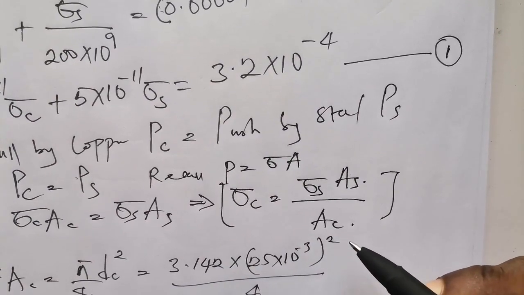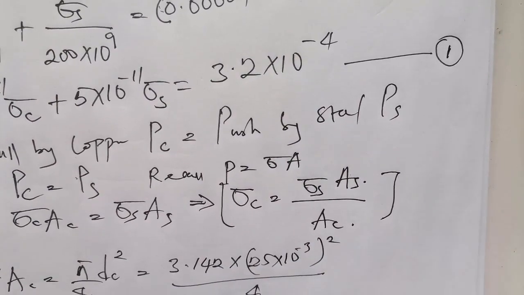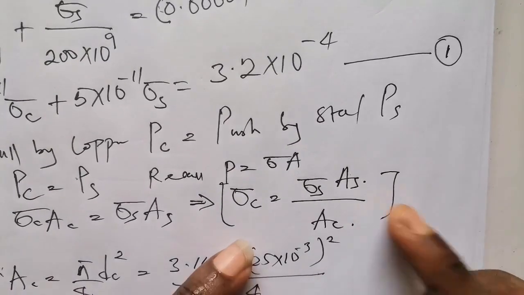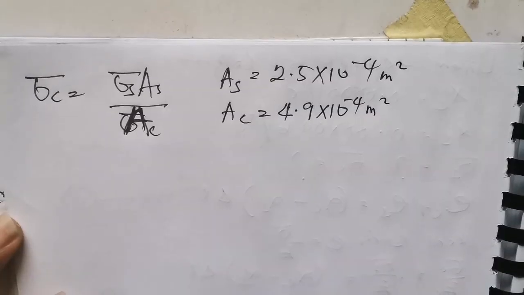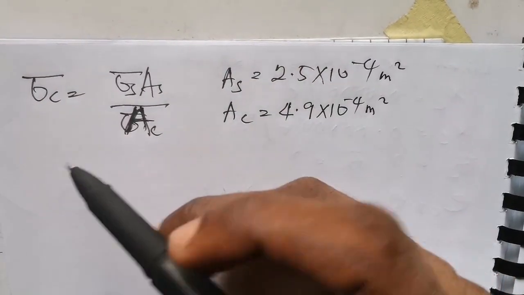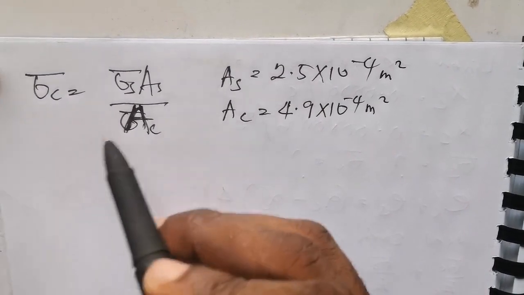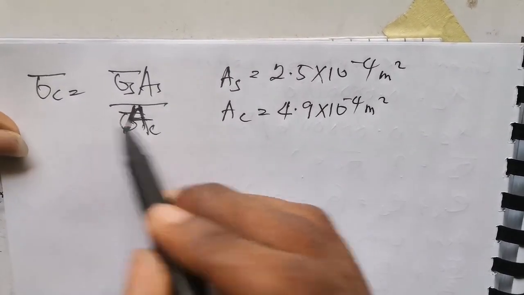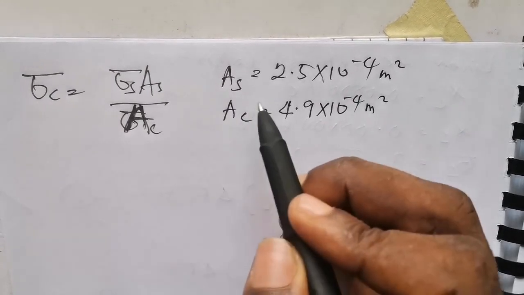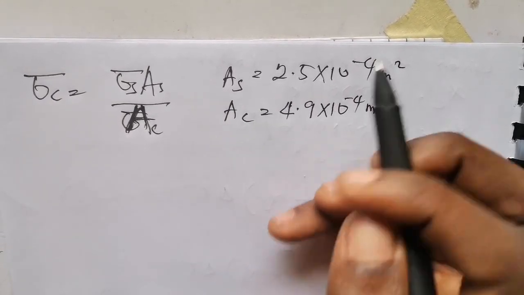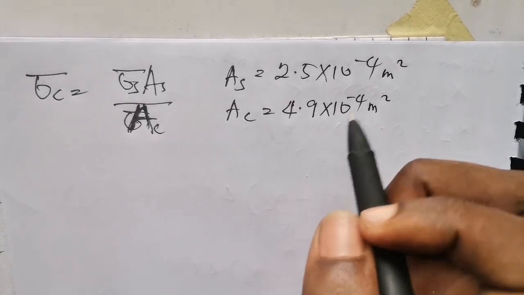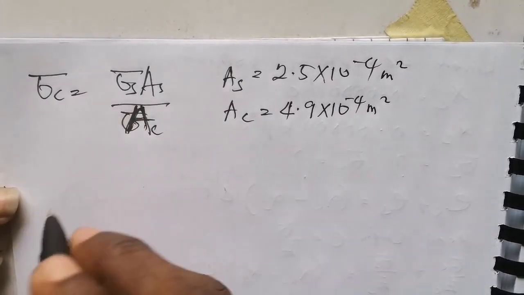Now we know the area of steel, we also know the area of copper. We simply put into this equation. Okay, so keep this equation in mind. So once more, the stress of copper equals stress of steel times area of steel all over area of copper, where area of steel was obtained as 2.5 by 10 to the power of minus 4, and area of copper was obtained as 4.9 by 10 to the power of minus 4. So let's plug into this equation now.